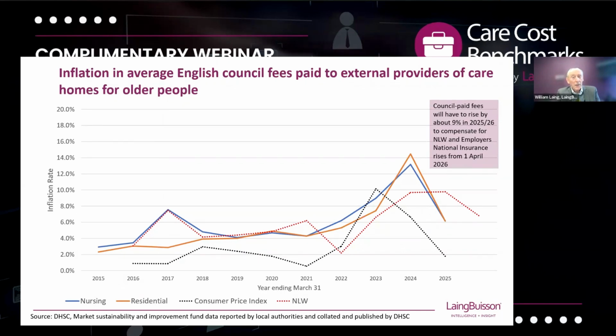But the fact is that we've double-checked this, and that is what the data says from the market sustainability figures that are coming through.